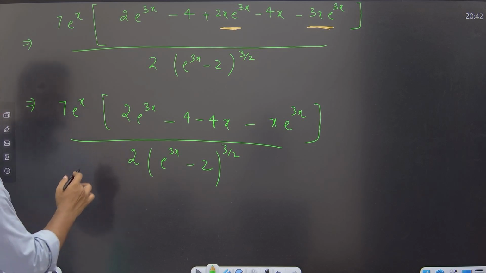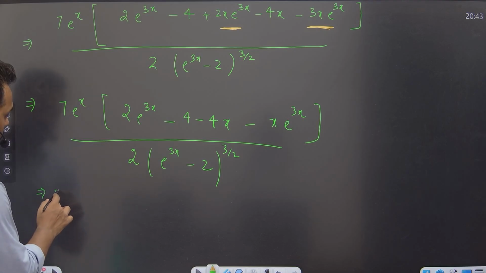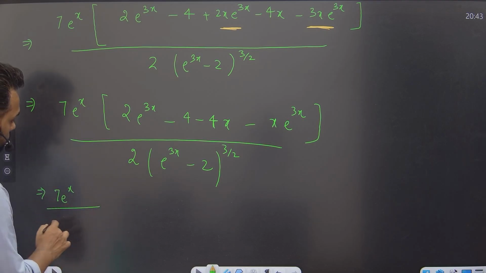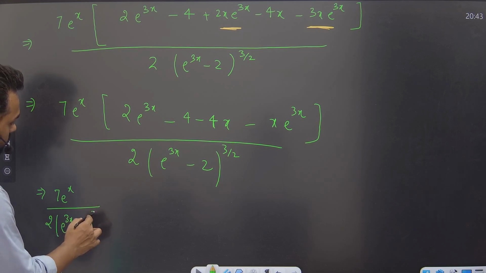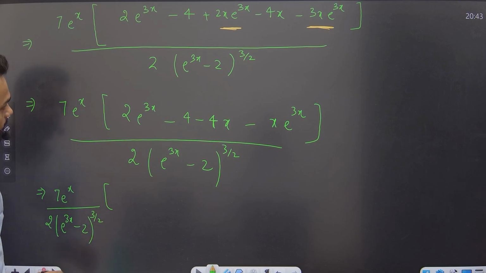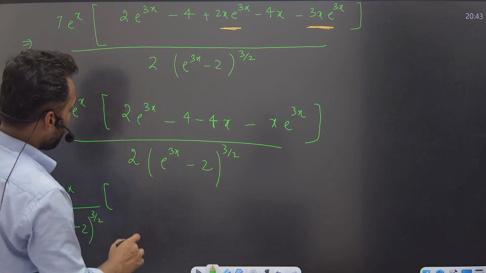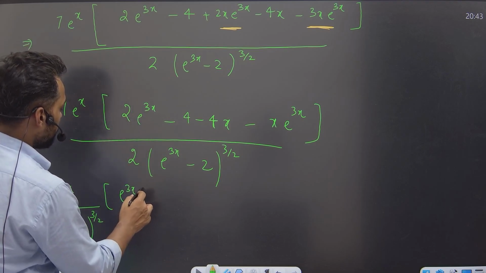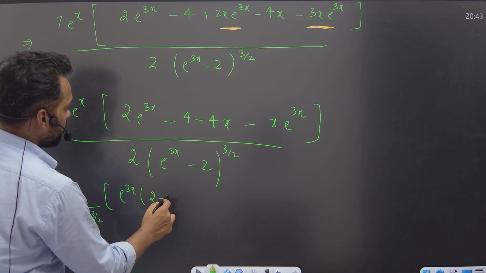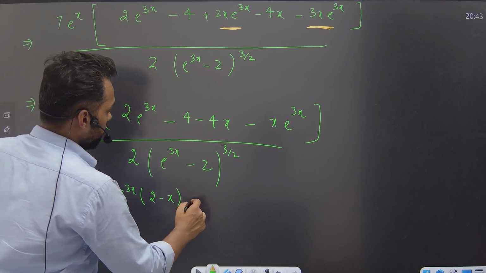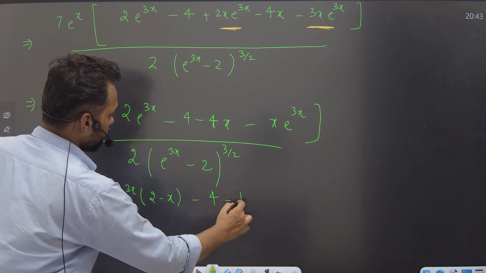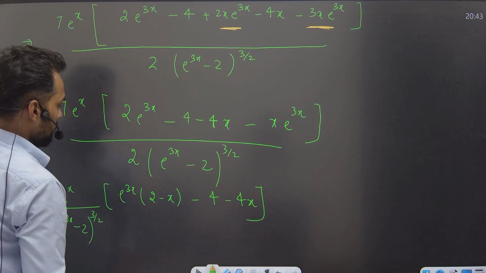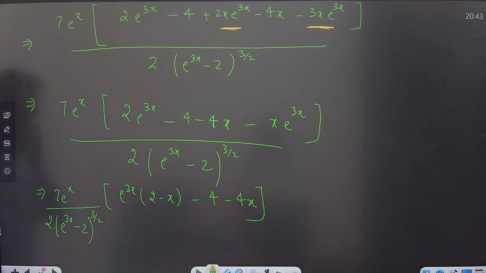Okay. So if I arrange it further, we'll get 7 e raised to the power x upon 2 times of e raised to the power 3x negative of 2 raised to the power 3 by 2. In the bracket part, if I take e power 3x as common, so e power 3x in the bracket, 2 negative of x minus of 4 negative of 4x. Okay, this is the expression which we are getting.